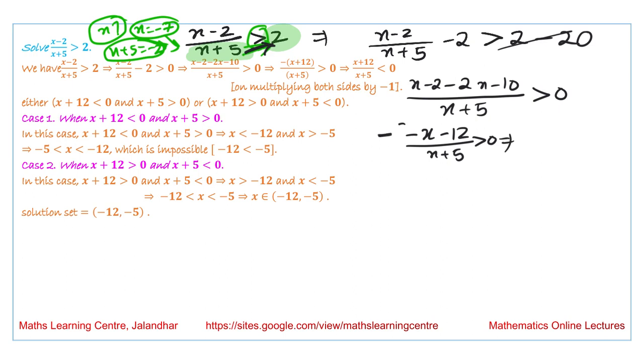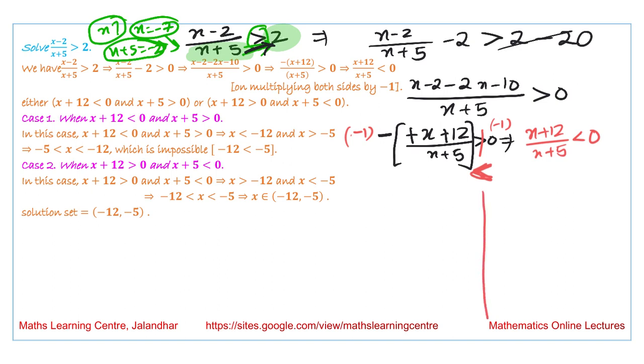If we take the minus sign common, we obtain minus of x plus 12 over x plus 5 is greater than 0. Now if we multiply both sides of this inequality by minus 1, the sign will be reversed and it will become a less than sign. So the inequality becomes x plus 12 over x plus 5 is less than 0.